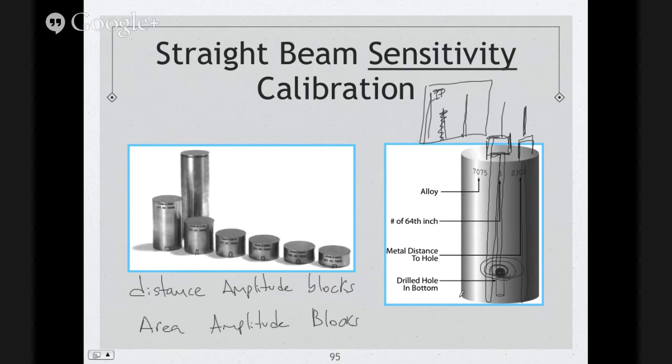And now what you want to check is how sensitive you are on your reflectors. How small of a reflector can you pick up, at a set distance? So in distance amplitude blocks, my flat bottom holes have the same reflector size. What changes is the distance from your reflector to your top surface. And in my area amplitude blocks, what's going to change is the area of my reflector, and the distance of sound travel is going to stay constant.